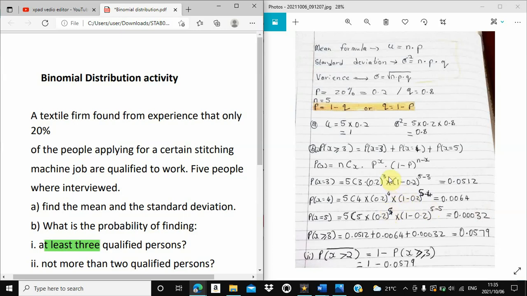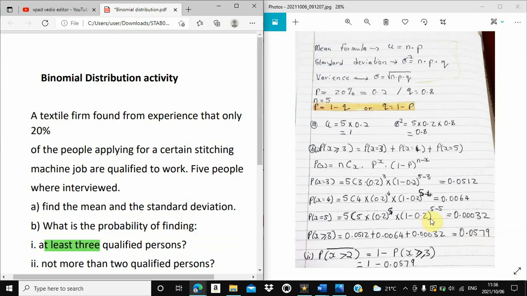But no, guys, sorry, this set here is not our final answer, because they want the probability of at least 3 qualified people. Now we add all the sum. Now we want the sum of 0.0512 plus 0.0064 plus 0.00032. Now our sum was 0.0579. This is the final answer. This is the answer that they're looking for.